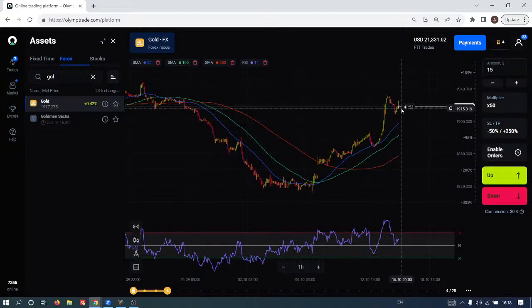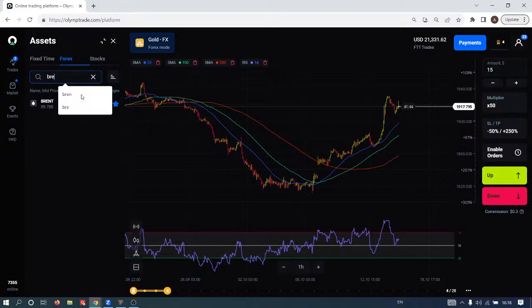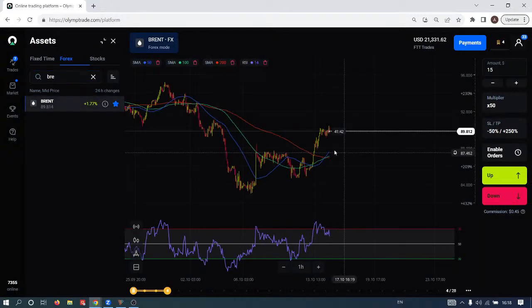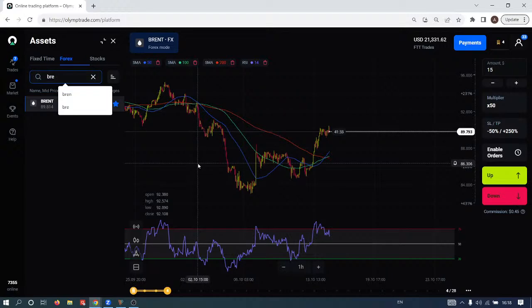Gold is now trading above 1900, at 1917 per troy ounce, and Brent is trading at almost, sorry, $90 per barrel, and that's really not the limit. It can go higher.